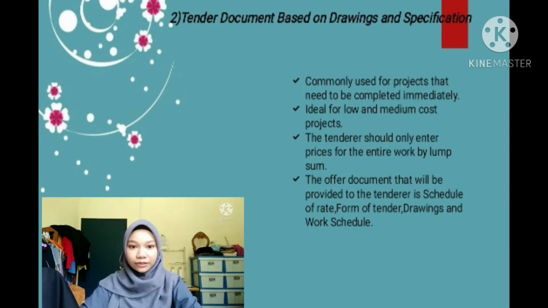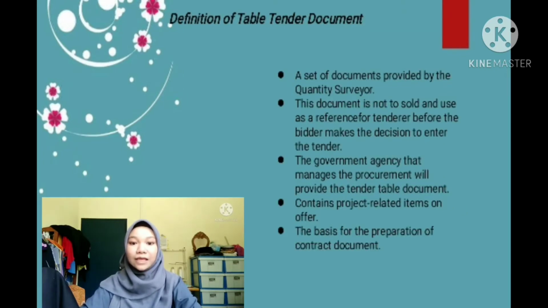The definition of table tender document is a set of documents provided by the QS, used for the reference of the tenderer who enters the tender. This document is not sold and it is used as a reference for the tenderer before the bidder makes the decision to enter the tender.